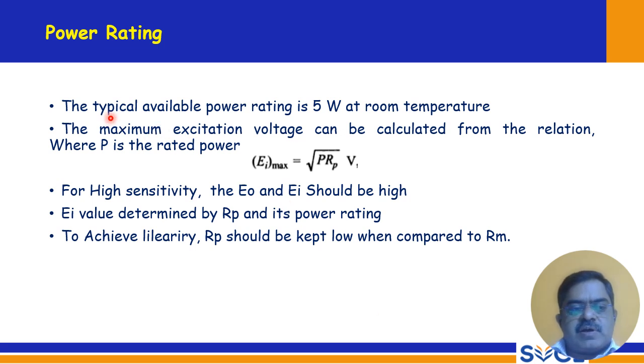The typical available power rating is 5 watt at room temperature. The maximum excitation voltage can be calculated from this relation, where P is the rated power. So Ei max equal to root of P Rp. For high sensitivity, E0 and Ei should be high. Ei value is determined by Rp and its power rating. To achieve linearity, Rp should be kept low when compared to Rm. So that is the linearity relation or linearity constraint.